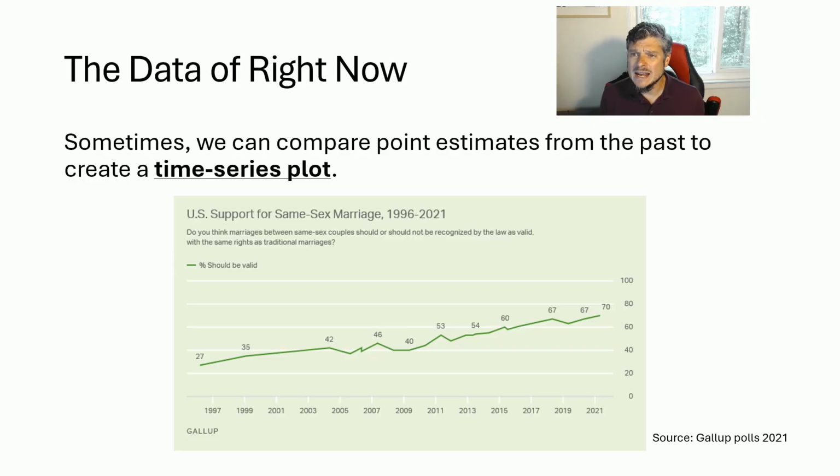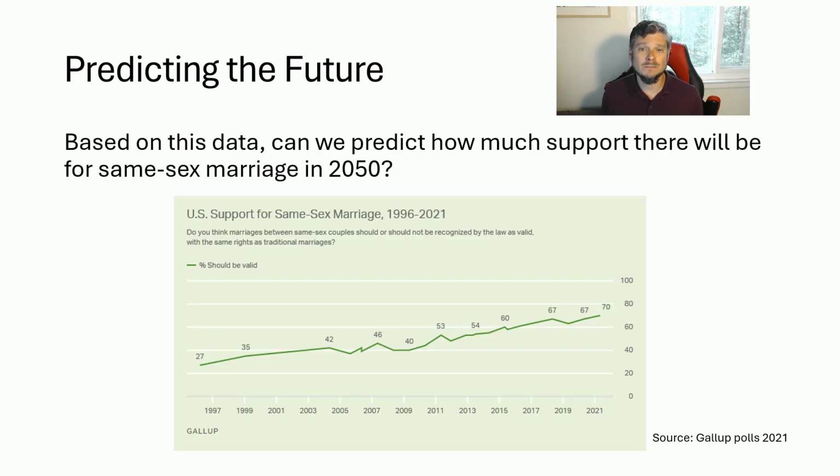So can I make a prediction about what's going to happen in the future now that I have my data about the past? And how would I do that? Well, let's say I want to predict how much support there is going to be in another 25 years. In the year 2050, how much support will there be for same-sex marriage being recognized as valid under the law?